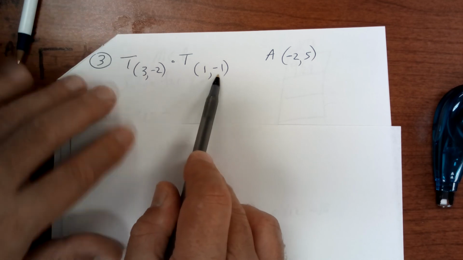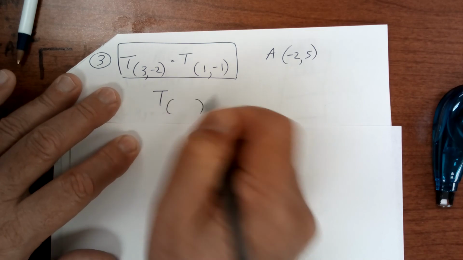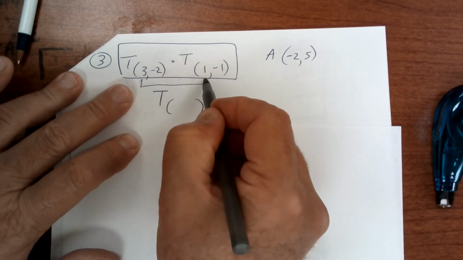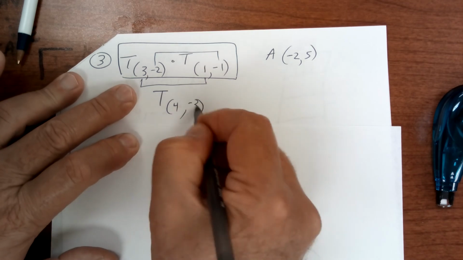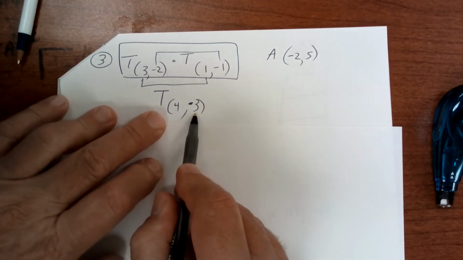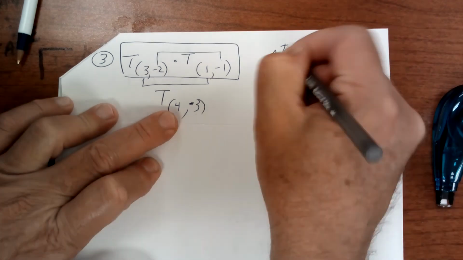You can combine both of these and just write one translation. And that's what we're going to do. So you're going to combine your x's and get 4. You're going to combine your y's and get negative 3. So this one translation is the same as doing both of these together. So you're going to add 4 to your x, and you're going to subtract 3.